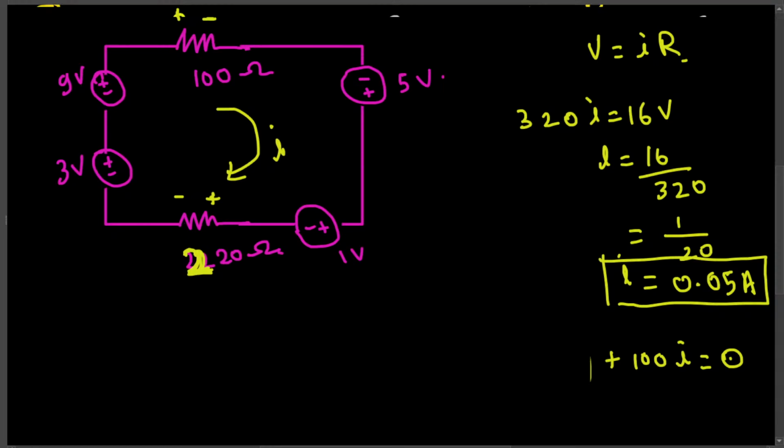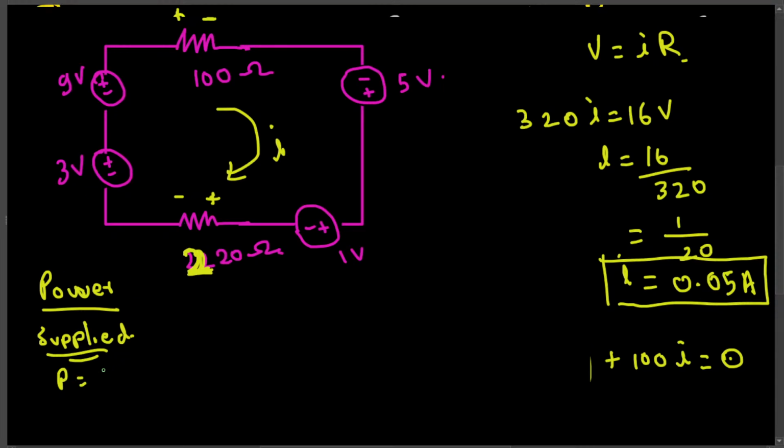Okay, let's look at the power supplied. Power supplied when the current is going from negative to positive. So here at 3 voltage, the current is going from negative to positive. Power equation is given by P is equal to V times I.